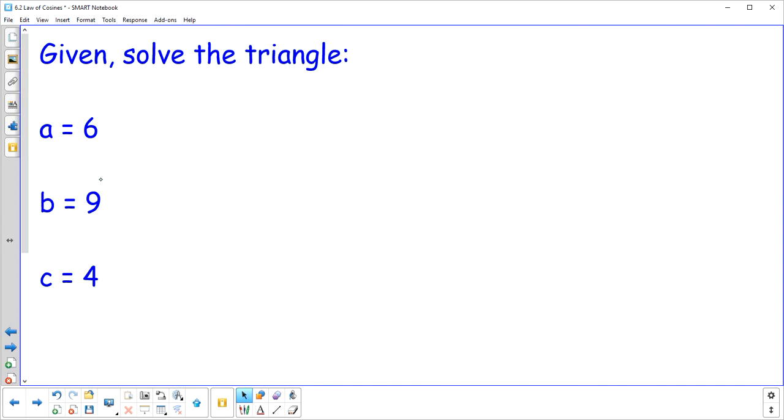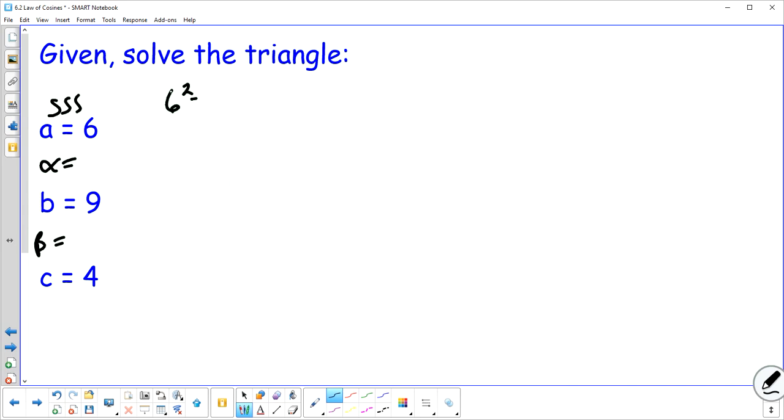If it's case 4 like this, where you've got all 3 sides, we have to essentially do that second thing we did in the previous slide again. So we're going to need to find alpha and beta doing that, which means we need to start with a squared equals b squared plus c squared minus 2 times b times c times the cosine of alpha.